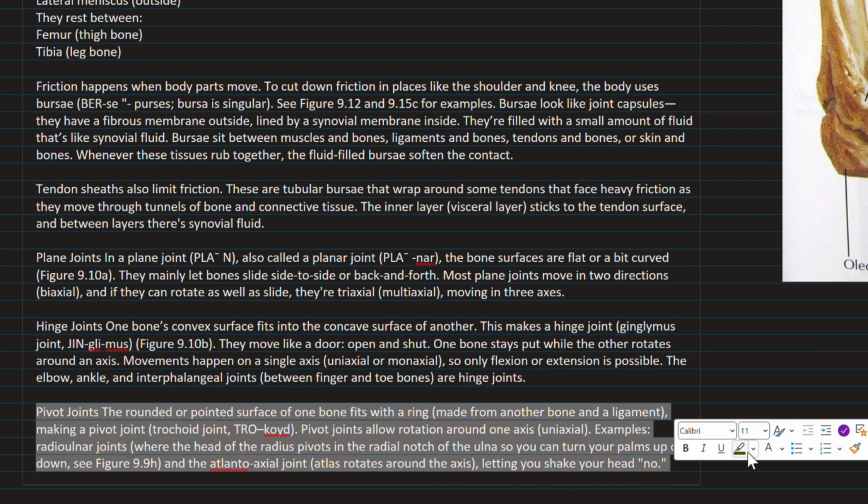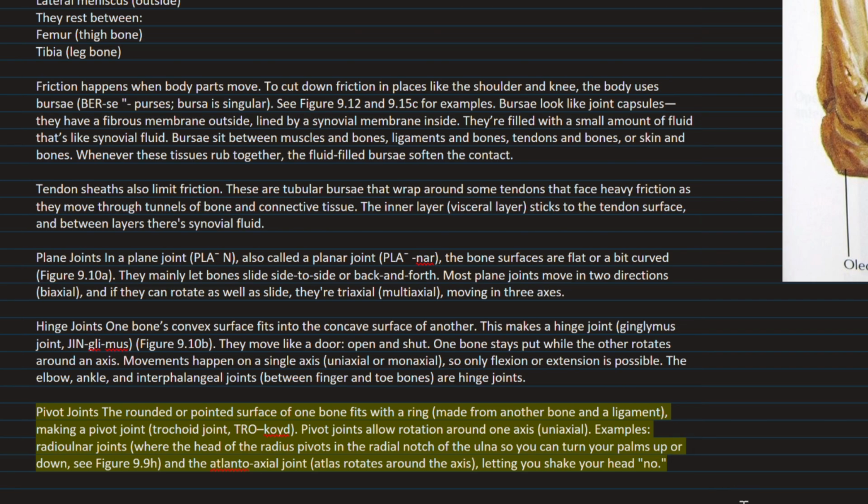Pivot joints. The rounded or pointed surface of one bone fits with a ring made from another bone and a ligament, making a pivot joint, or trochoid joint. Pivot joints allow rotation around one axis, uniaxial. Examples: radioulnar joints, where the head of the radius pivots in the radial notch of the ulna so you can turn your palms up or down, and the atlantoaxial joint, where the atlas rotates around the axis, letting you shake your head no.